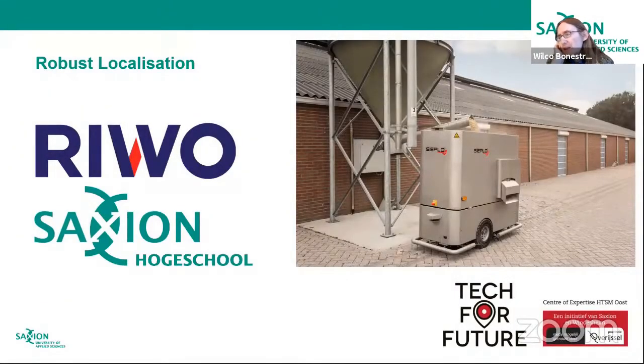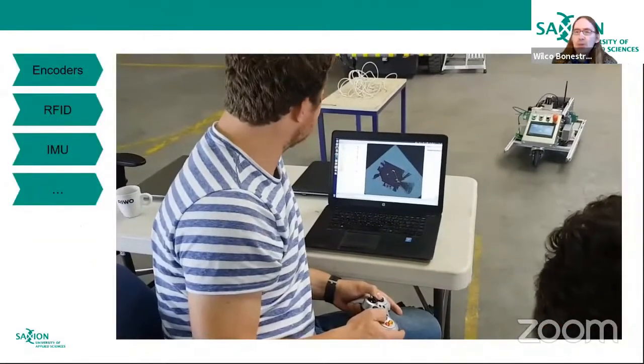We're also working in another project with a company called Rivo. It's also a local company. They develop technology for autonomous mobile robots, and they are focusing on robots for in stables. They are feeding robots, for example. The big challenge with these kind of robots is that they have to navigate in really contained areas. It's really small. Sometimes you have several centimeters for maneuvering. So sensor fusion is really important there.